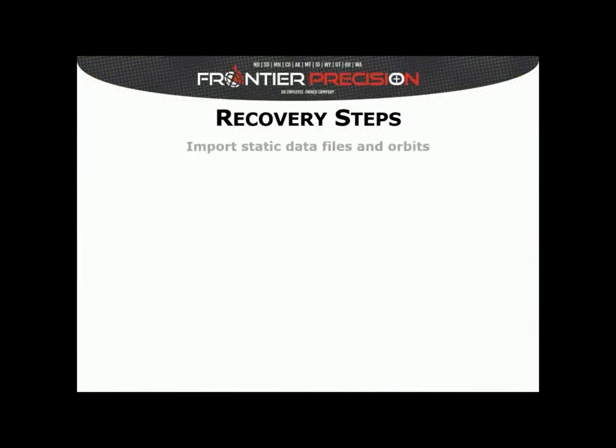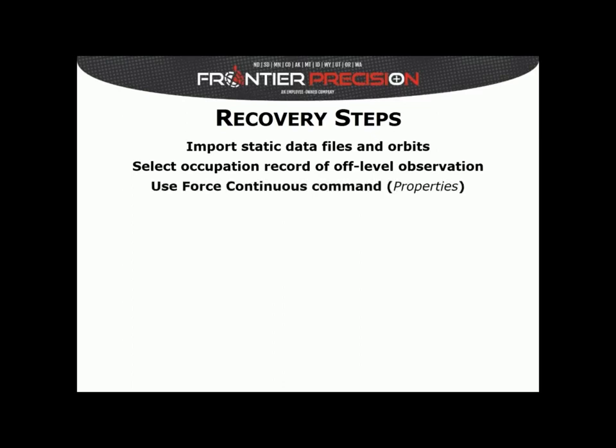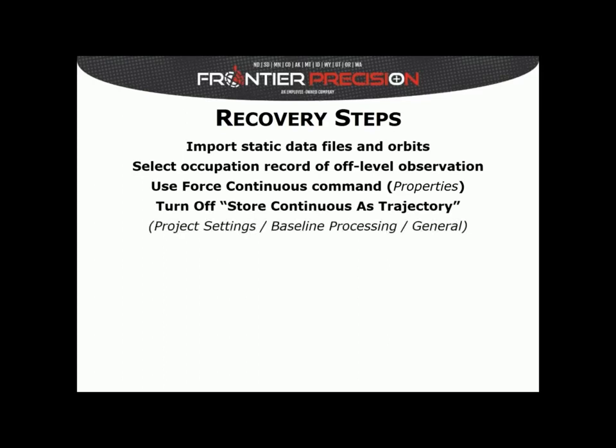First off, you need to import the static data files and orbits that you want to process. Next, select your occupation record for the off-level observation. Then you want to use the force continuous command in the properties pane with the occupation record selected. From there, you want to turn off store continuous as trajectory in your project settings baseline processing general section. This will allow you to see the individual vectors and the timestamps associated with each epoch of the observation.